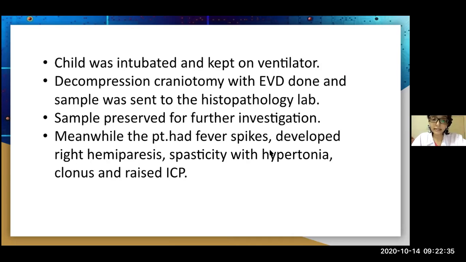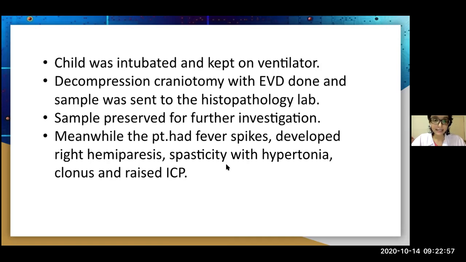Meanwhile, the patient had developed fever spikes, right hemiparesis, spasticity with hypertonia, clonus, and raised intracranial pressure. So where do we normally see clonus in a patient? What has to be involved in order to see clonus? Upper motor. Okay.